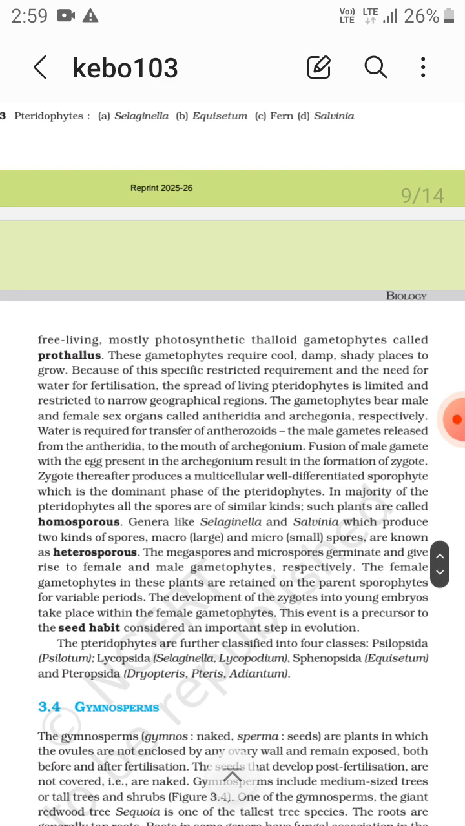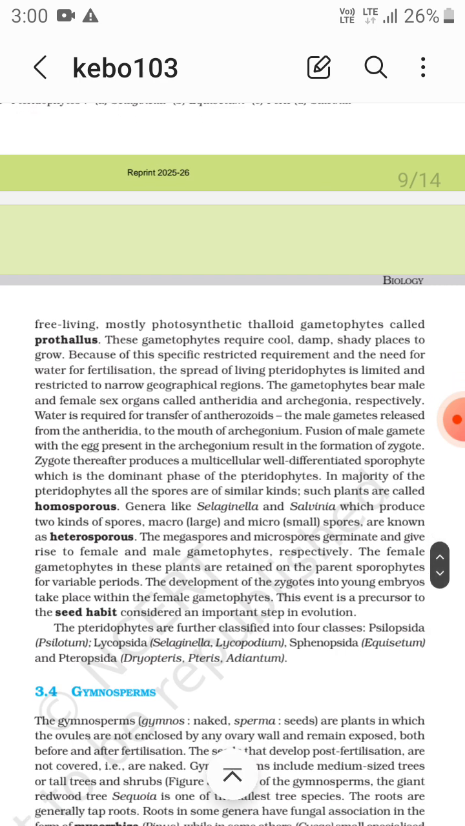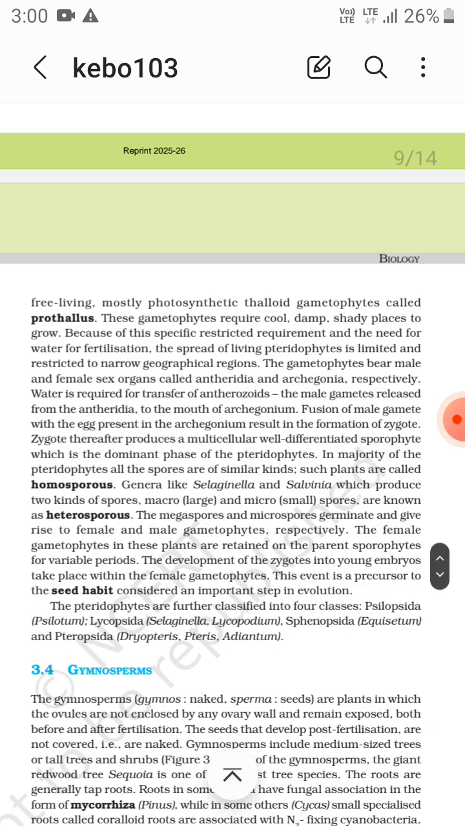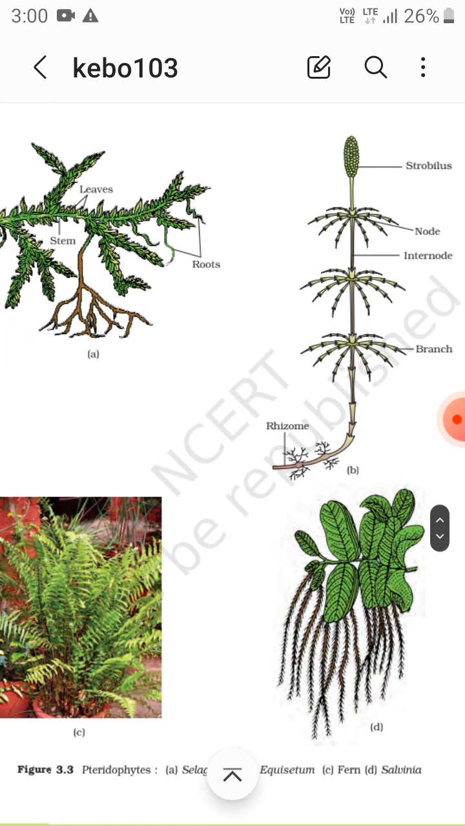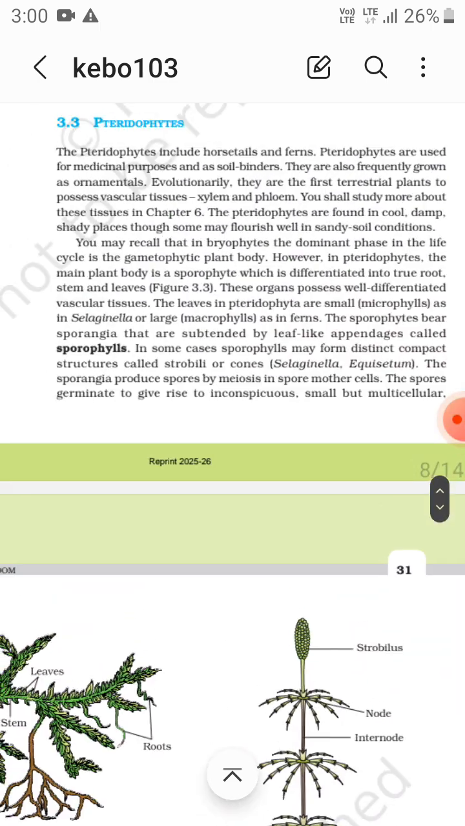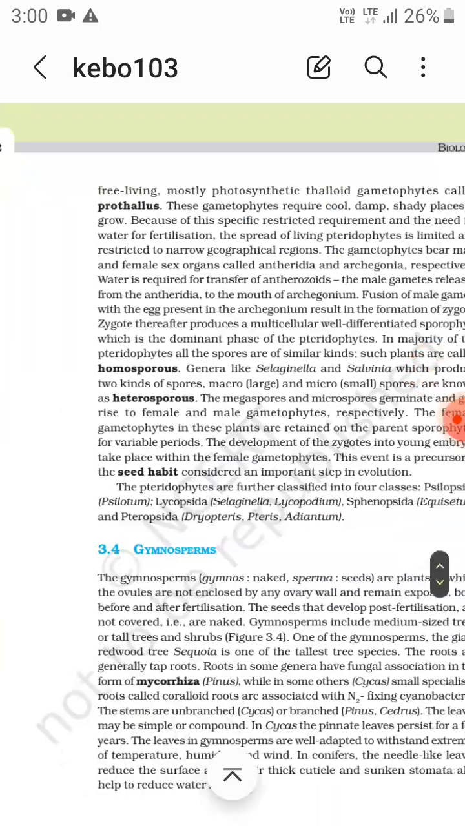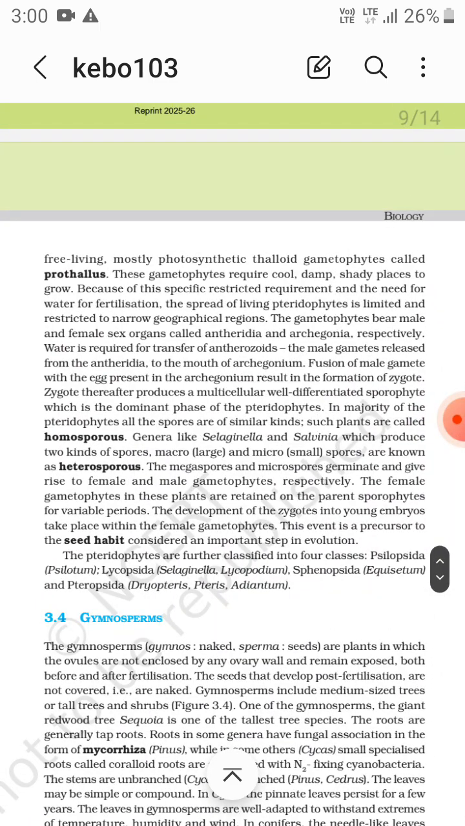In the majority of pteridophytes, all the spores are of similar kinds. Such plants are called homosporous. Genera like Selaginella and Salvinia produce two kinds of spores, macro, that is large, and micro, that is small spores, and are known as heterosporous. Selaginella and Salvinia, these are the heterosporous species.